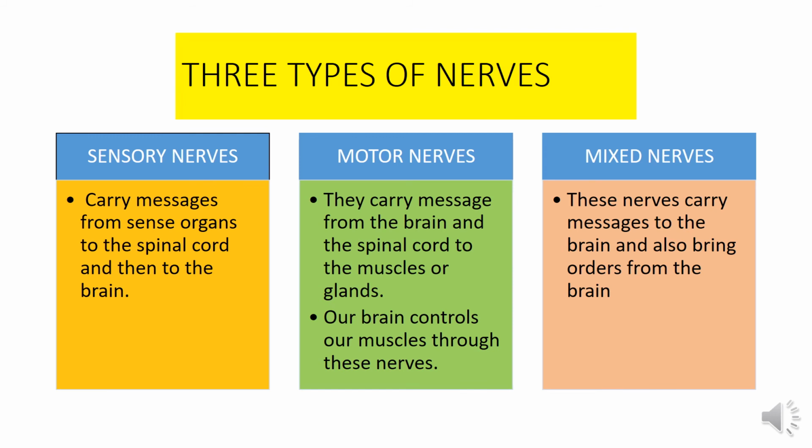Mixed nerves. Mixed nerves means that they are doing a mixed job. Right? So these nerves carry messages to the brain and also bring orders from the brain. Sensory and motor nerves carry communication, that is the message, one way only, while mixed nerves carry communication both ways. If it is going, then it will come back also. So these were the three types of nerves which are present in our body.